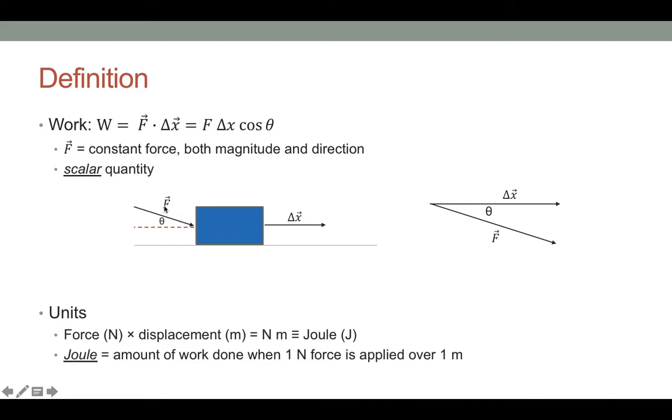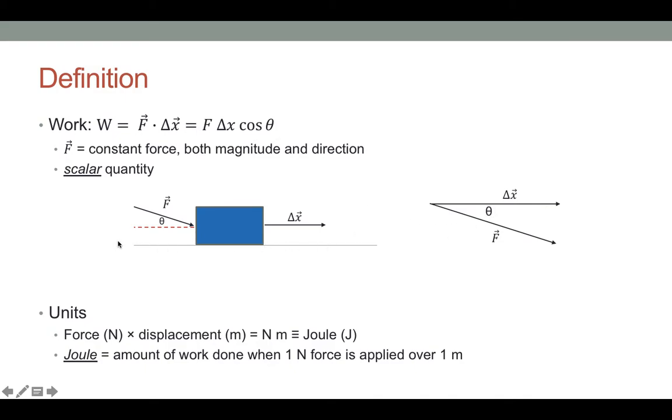So if we have this force right here acting on this box as it moves across the floor and making a displacement of delta x, and the force is at an angle theta with respect to the horizontal, the work done will be shown by this vector diagram. We have the force and the displacement and the angle in between them, and the dot product will be F delta x times the cosine of this angle theta.